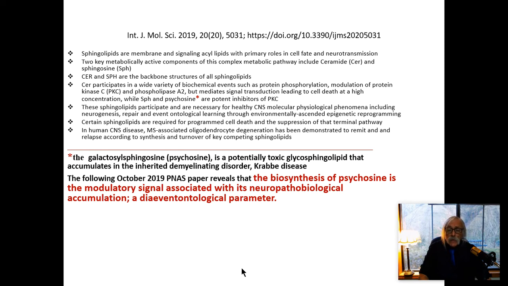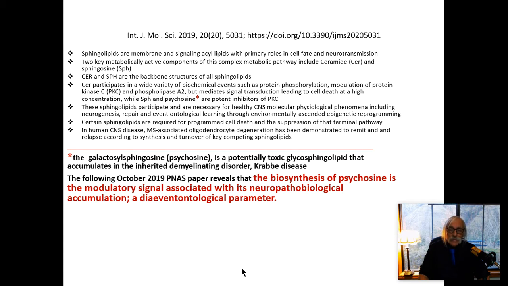Now, there's a paper that I'm just going to introduce here, and we'll get into more detail later on as we get into these lectures. This paper just came out in PNAS, October of 2019, so just 3 months ago. And it reveals that the biosynthesis of sphingosine is the modulatory signal associated with that neuropathology, and the accumulation which is associated with that neuropathology of this psychosine galactosyl lipid. And so then it becomes an event ontological parameter. That is the way or how you get to the synthesis of psychosine is how you get the disease. It's not simply the accumulation.